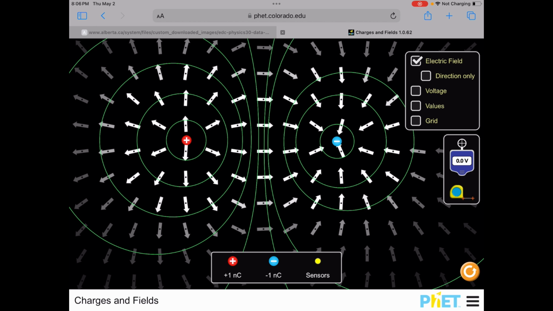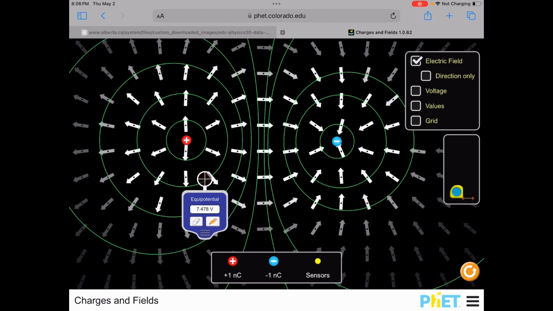Pick any place where there's an equipotential line and look at the electric field vector around it. They're always perpendicular to each other, right? Perpendicular there, perpendicular here, perpendicular here. Okay, so again, it makes sense.